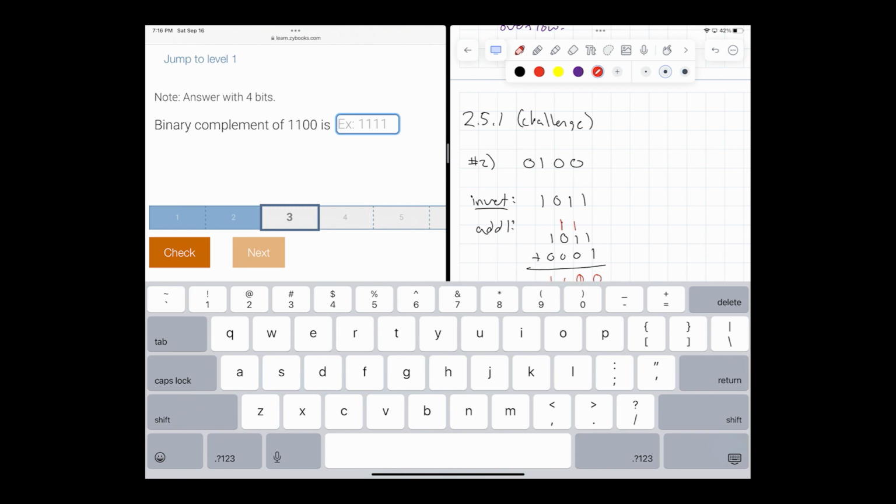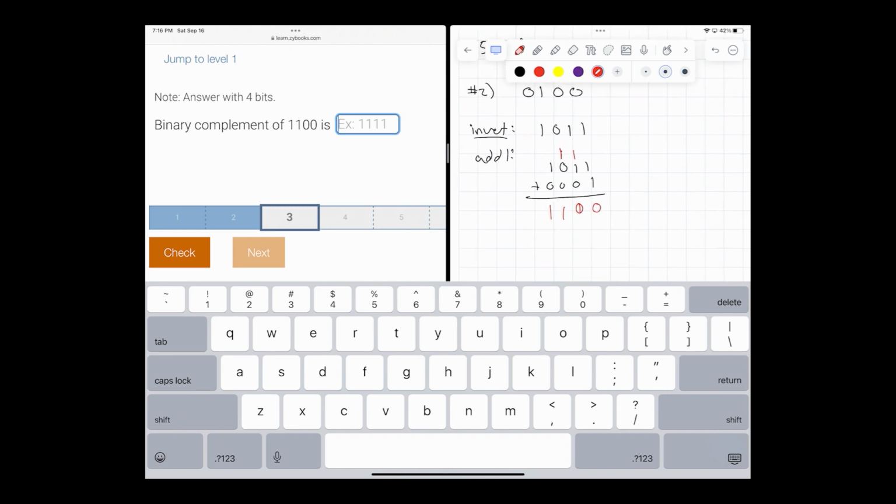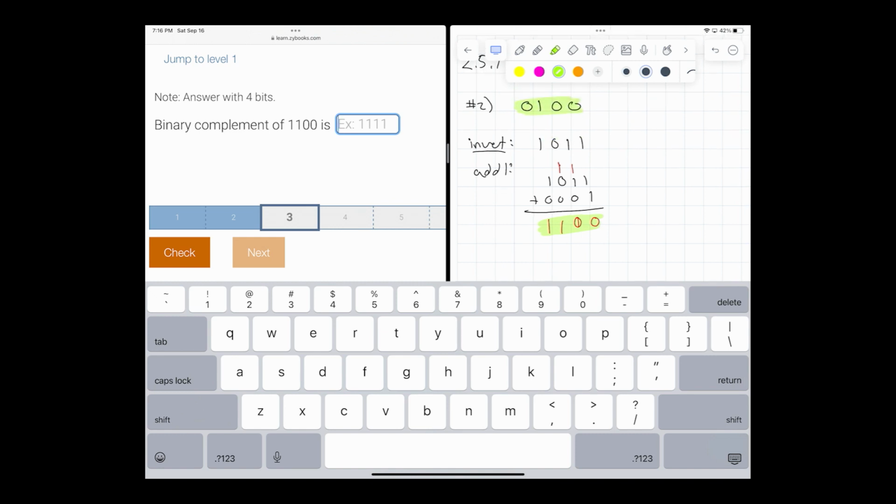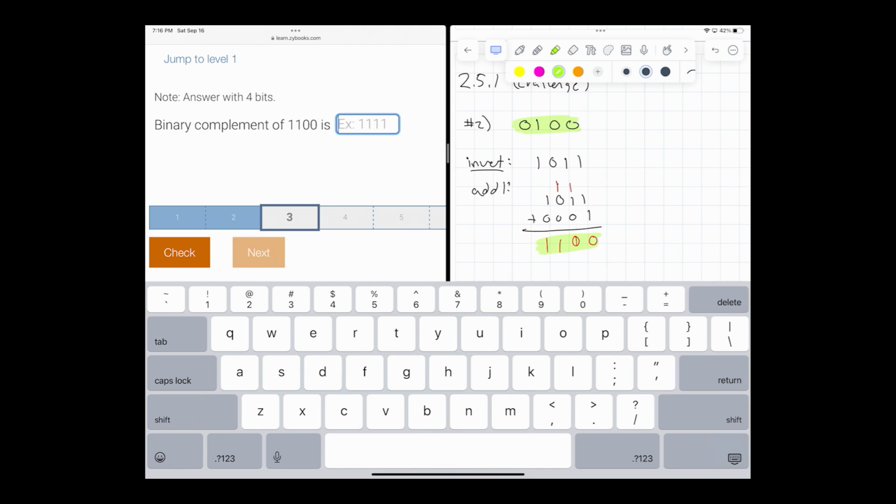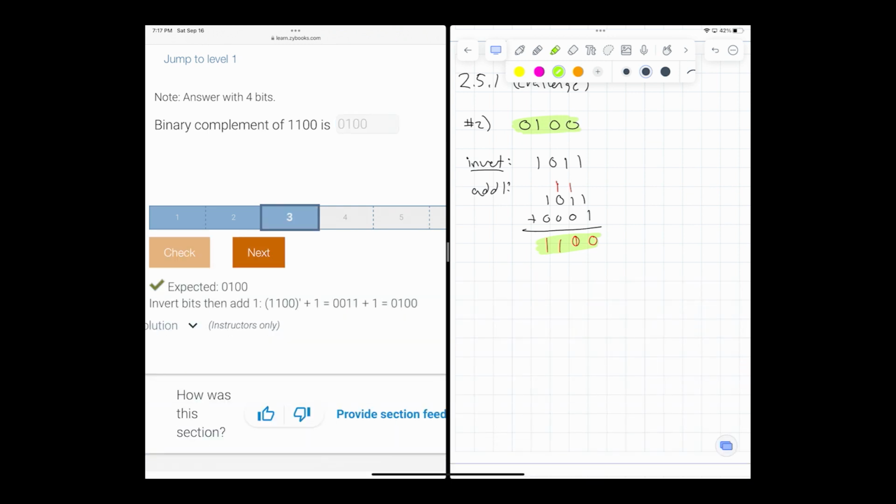Binary complement. This one's being sneaky, right? 1100 is what we got for the answer for the previous one, where we started with this number. We started with 0, 1, 0, 0, and we ended with 1, 1, 0, 0. And now here it says binary complement of 1, 1, 0, 0. So I don't even have to do this one. If I do, I know it would get me back to where I started.